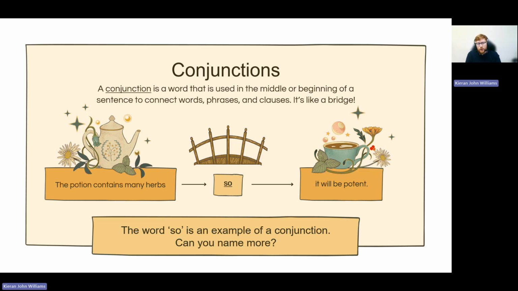So conjunctions can come in the middle of a sentence, or they can come at the start of a sentence, and we use them to connect words, phrases, and clauses. Like it says here, it is like a bridge between two different ideas. So we've got: the potion contains many herbs. It will be potent. So we've connected them using so. Okay. So is another example here of a subordinating conjunction. Okay, so can you think of any more?